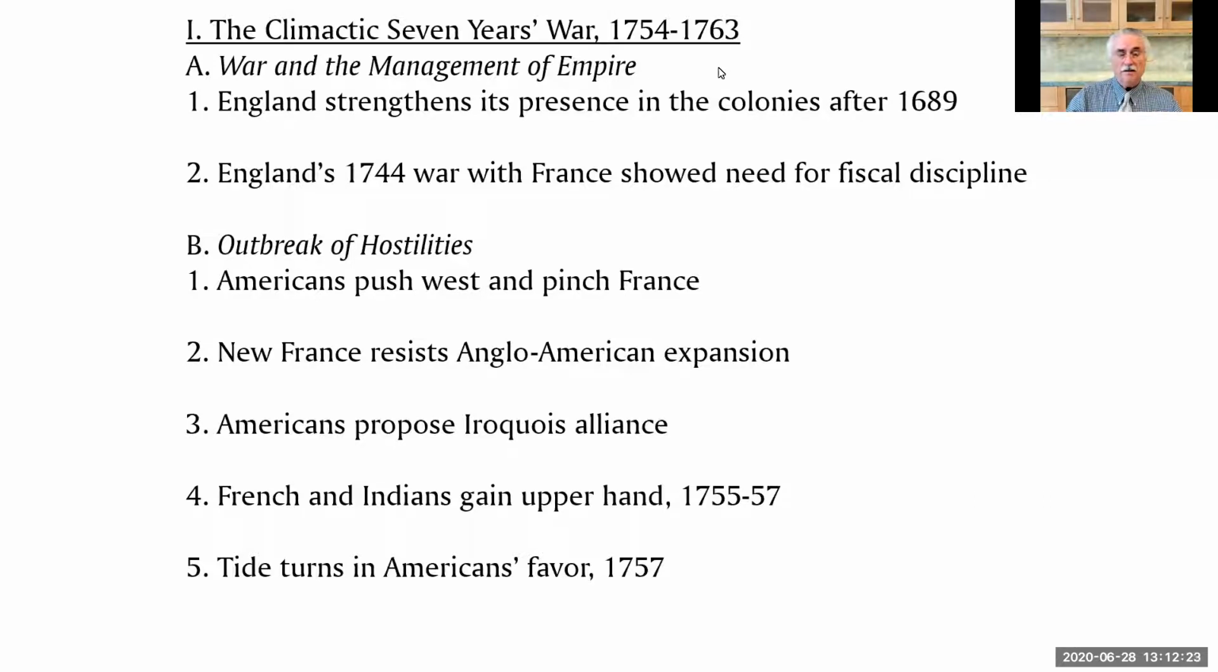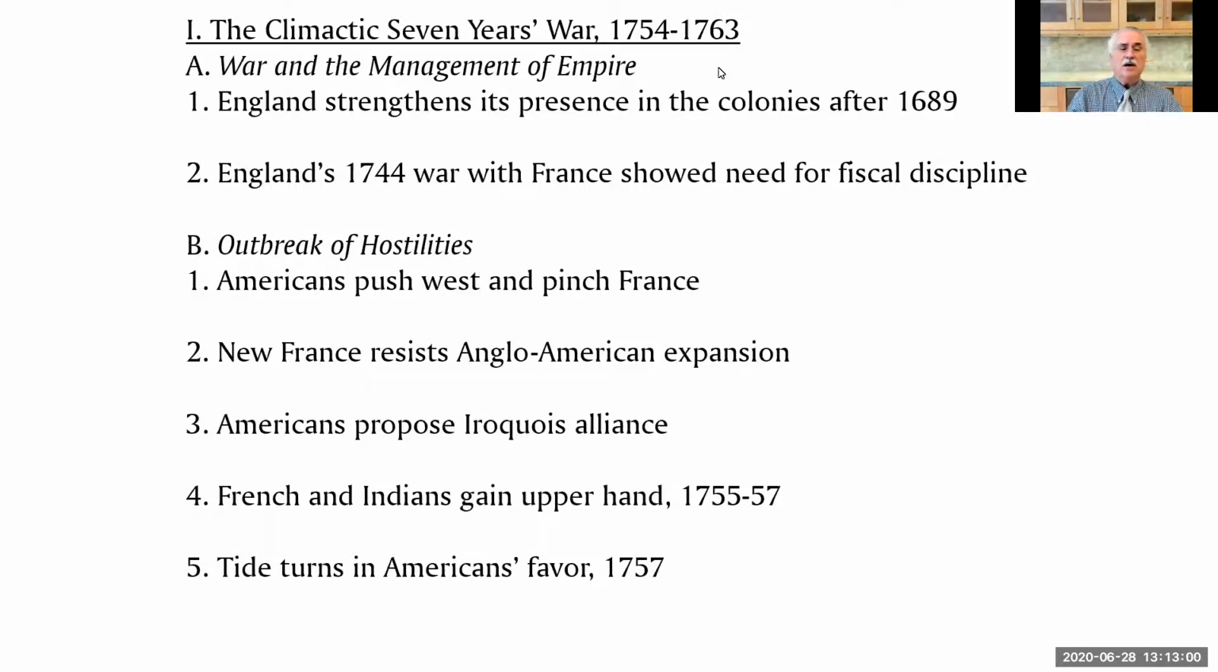Now, point one here says that England strengthens its presence in the colonies after 1689. Now, before 1689, England did not exert a lot of control over its British North American colonies. Remember, Virginia started in 1609, only 80 years before this. Massachusetts, Puritan Massachusetts, started in 1630, less than 60 years before this.